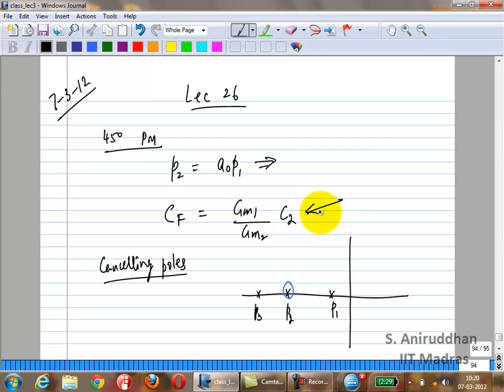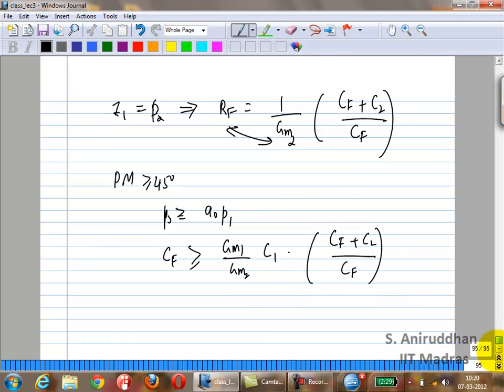Okay, that is why in the first case, from this condition, we looked at what CF should be. Now you want to solve for CF in the second case also. Obviously here it's a quadratic. Okay, it's not a simple linear equation like the previous cases, because RF also depends on CF for cancellation. You get something like this. Okay, all you have to do is just solve this quadratic for 45-degree phase margin. Okay.